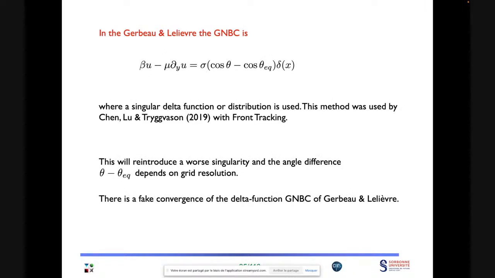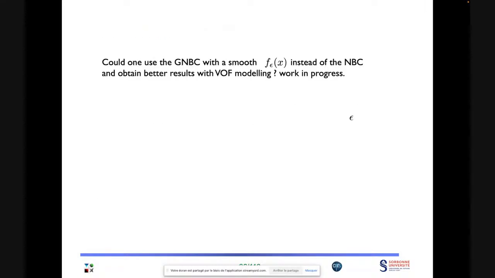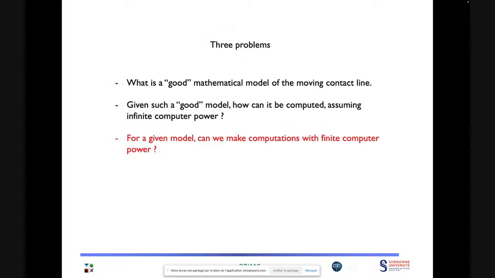I have here a note that GNBC has been used by many authors to do actual simulations in the Gerbeau and Lelièvre formulation, where you actually use the real delta function and not a smooth delta function. So as you refine the grid, the delta function has the width of the grid size, and gets worse and worse as you refine the grid. They have a kind of fake convergence of the delta function GNBC of Gerbeau and Lelièvre. So that's not the GNBC I'm advocating. Instead, we would like to use a smooth GNBC, and we have some work in progress on that.